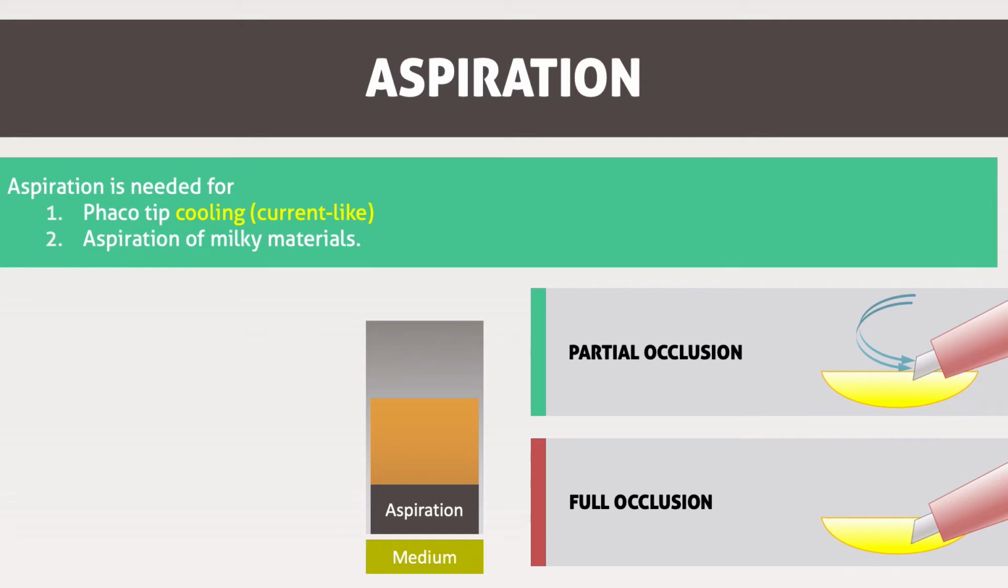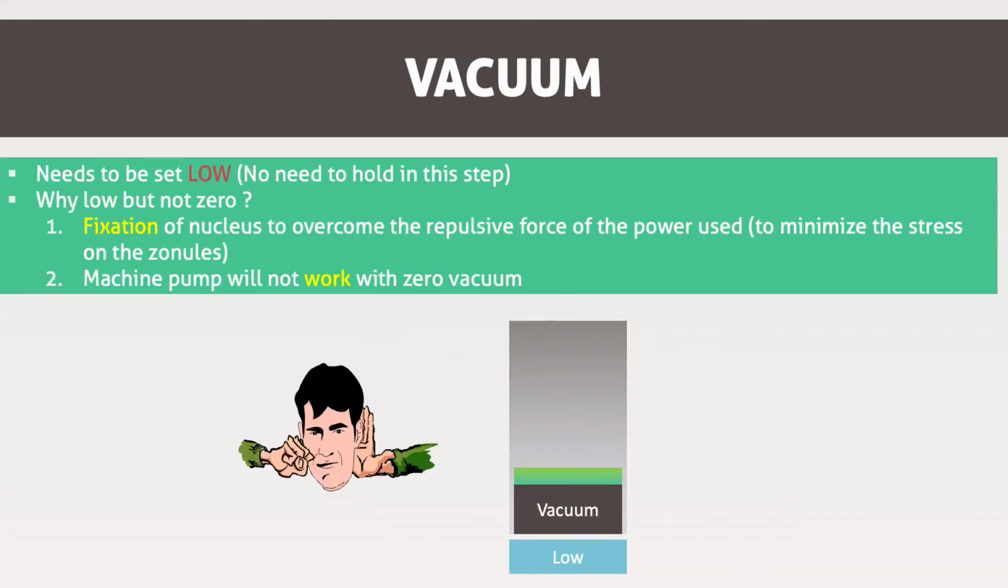If we occlude the phaco tip during sculpting, this will prevent the creation of cooling current. So the ideal is to have only partial occlusion of the phaco tip, which is 1/3 to 2/3, to allow the cooling current to be aspirated. Moving to the vacuum. Do we need to hold the nucleus during sculpting?